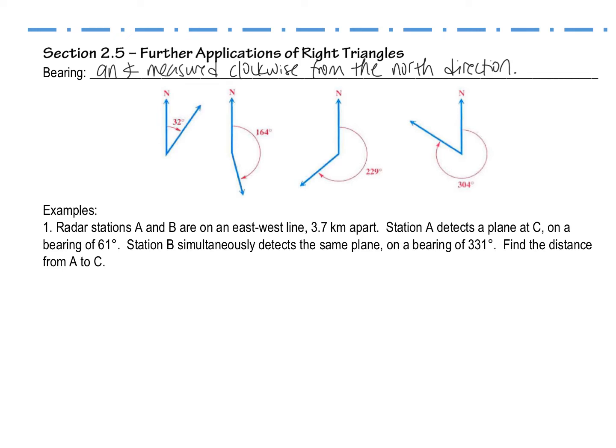Hey guys, today's lesson is 2.5, the last lesson of the chapter. This is further applications of right triangles, aka some more story problems and bearings. What you need to know first of all is I have a definition here for you. A bearing is an angle that's measured clockwise from the north direction.